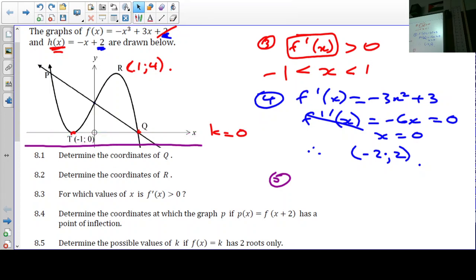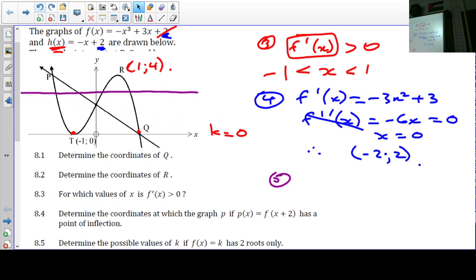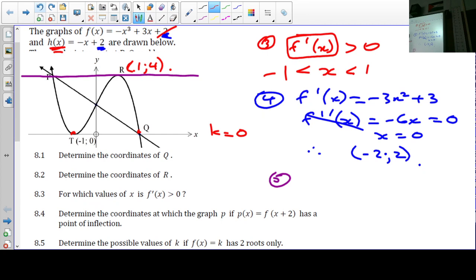If I move it lower here, it will always have 1 root. As you can see, it's cutting there. If I move it higher, it's going to have 3 roots, namely 1, 2, 3. Anywhere between the turning points, we're going to have 3 roots. At that point, it's going to have 2 roots again. Above that, it will have 1 root. So k is equal to 4. So the solution is k is equal to 0 or k is equal to 4.